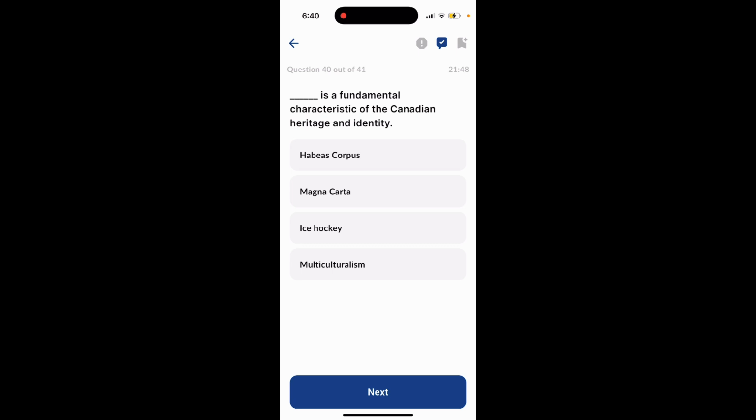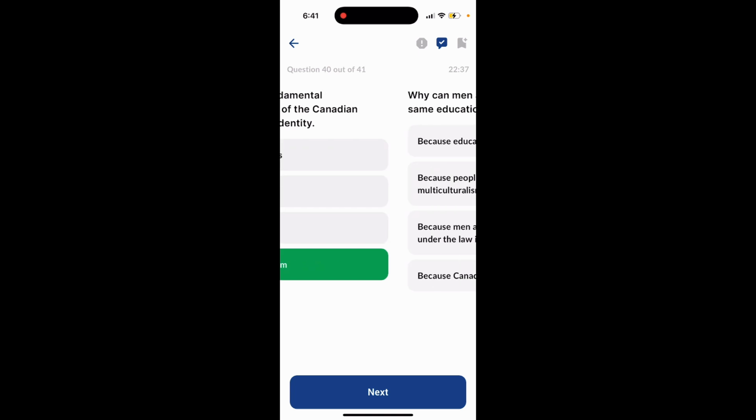Which one of the following is a fundamental characteristic of the Canadian heritage and identity? Habeas corpus, Magna Carta, ice hockey, multiculturalism. Multiculturalism. Option number 4 is the answer.